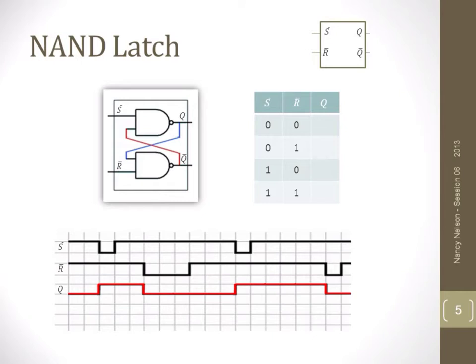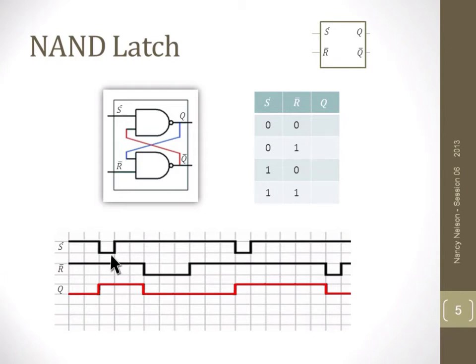Looking at this output, we have a pulse on the set input, and we can see that our output Q goes high because of that. We have a reset pulse here, and we can see that Q drops down again. We have a set, which causes Q to go high. We have a reset, which causes Q to go low. So let's fill those in on the truth table.